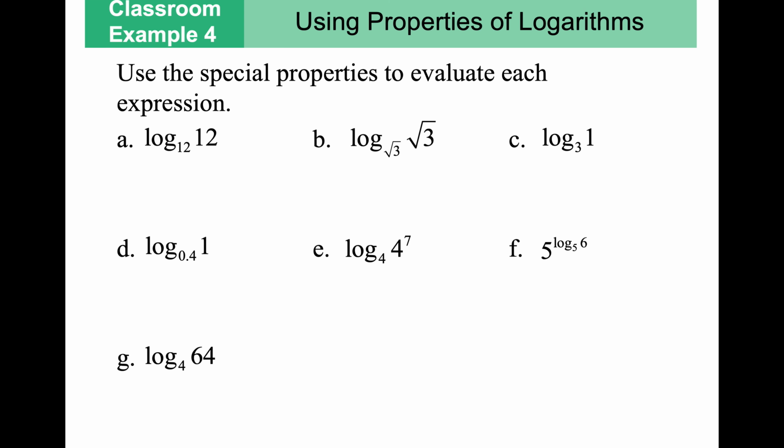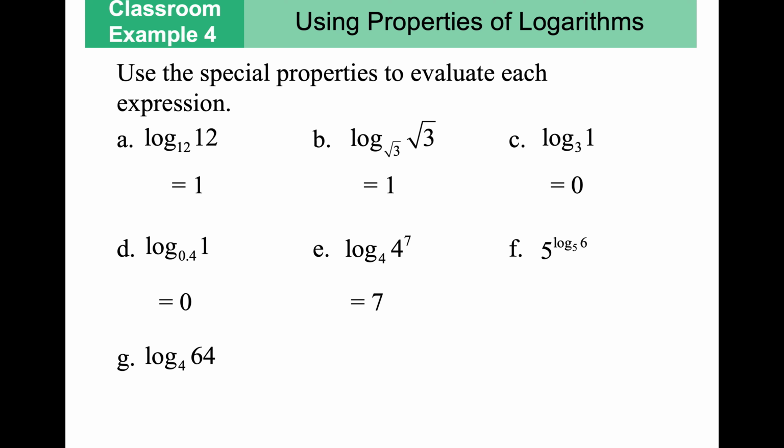So looking at these properties, look at the previous slide and try and figure out what they would equal using those properties. So A would be 1 because the base and the number next to it are the same. B would be 1 as well because the base and the number next to it are the same. And C, anytime the inside is 1, it equals 0. And D, anytime the inside is 1, it equals 0.